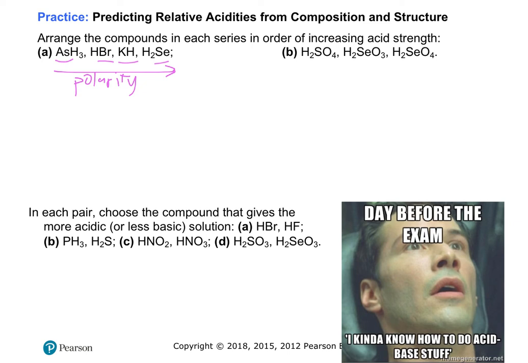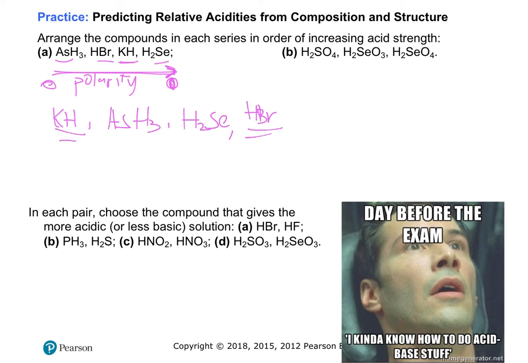So we can look and say, which is the least polar of the bonds, and that's going to be potassium and hydrogen. The larger the polarity, the stronger the acid. So something on the right side of the periodic table is going to be stronger than the left. In order of that, we have potassium hydride, then AsH3, I actually don't know what it's called. Then we have this hydrogen selenium compound, and then very lastly, closest to the right, is hydrobromic acid. And we do consider that a strong acid, so it lines up.